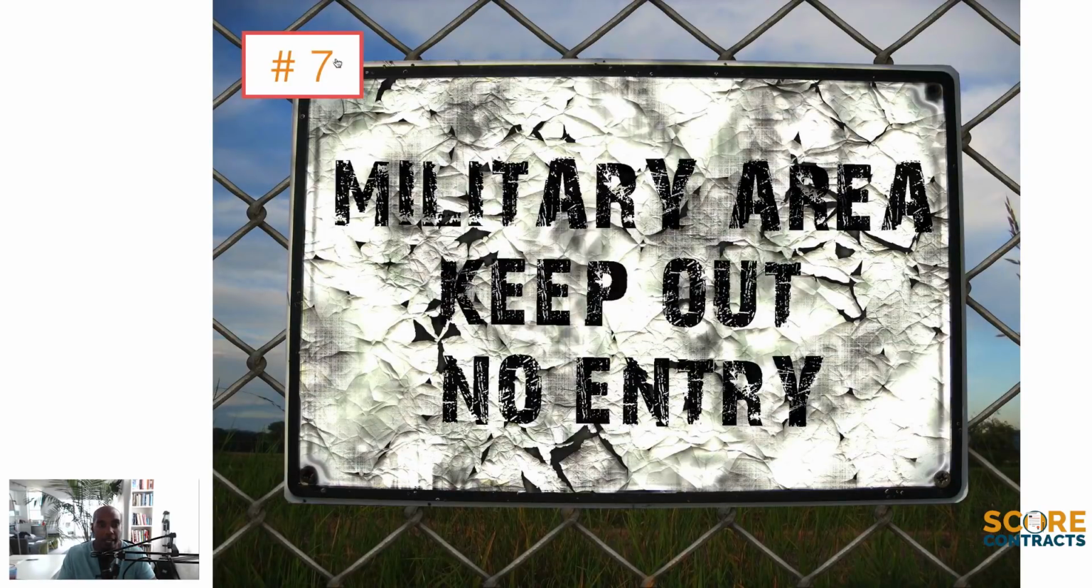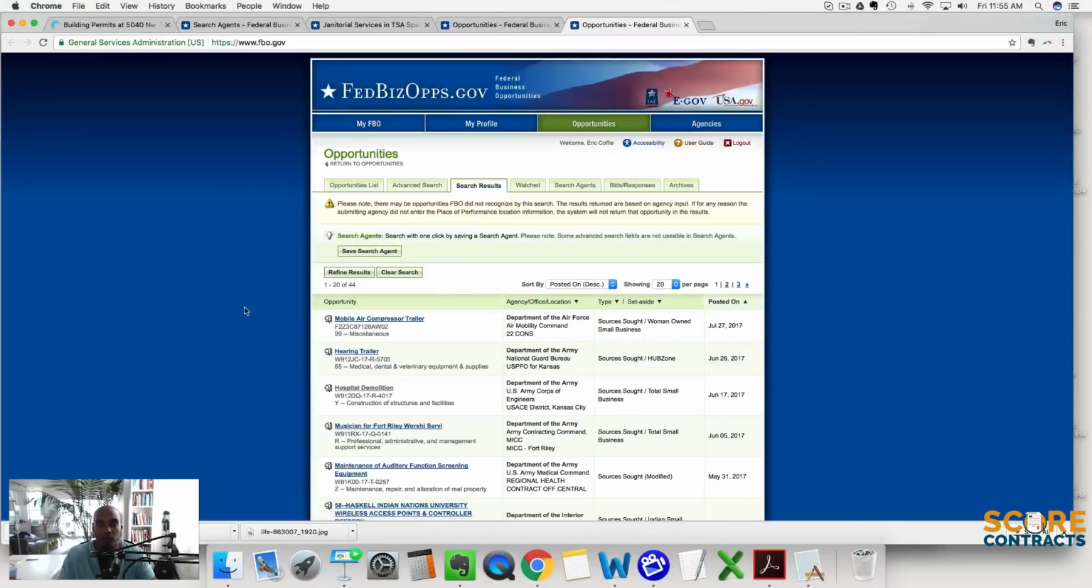Let me talk to you about number 7. This is how you gain access to facilities. Sometimes what you'll find is that your small business specialists, your OSDBUs, are located inside of a military facility and you don't have the ability or access to that facility. So this is what you do.